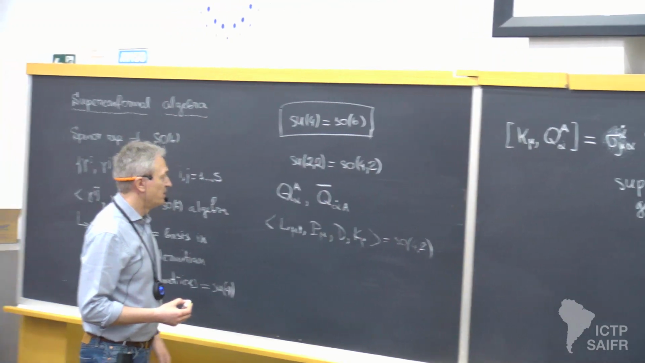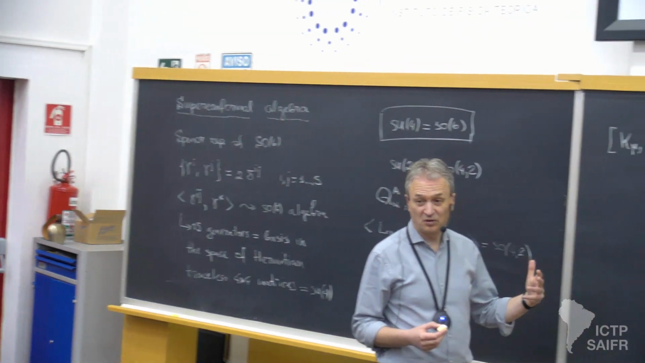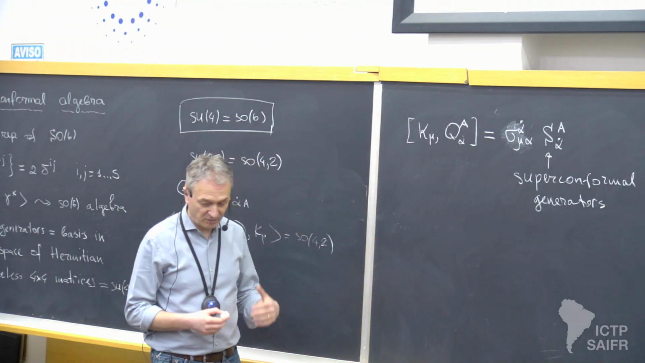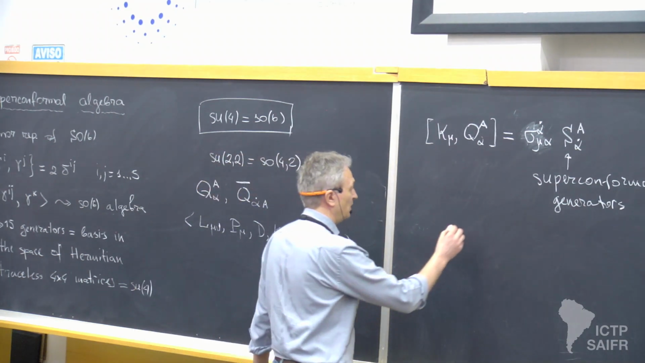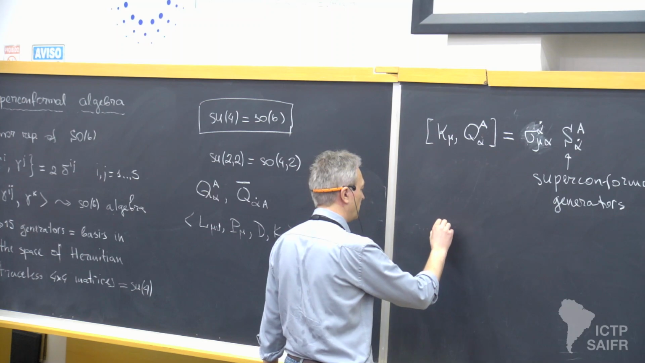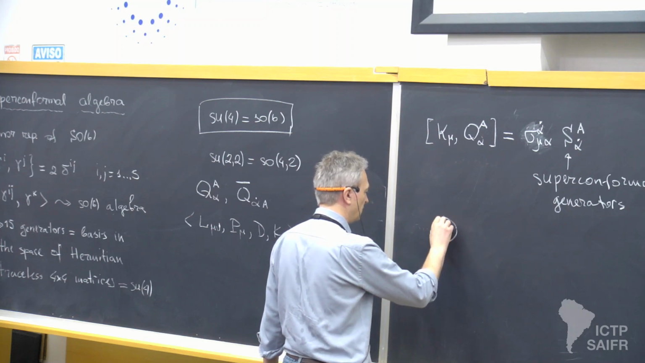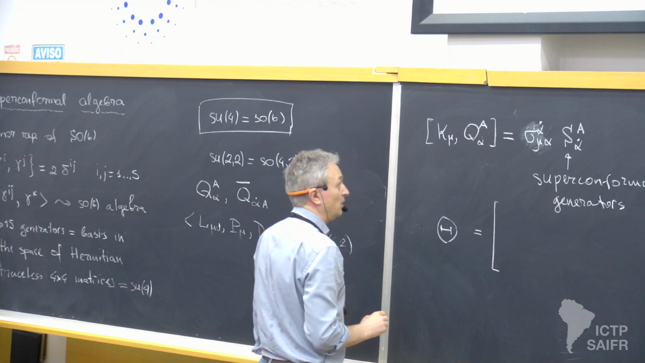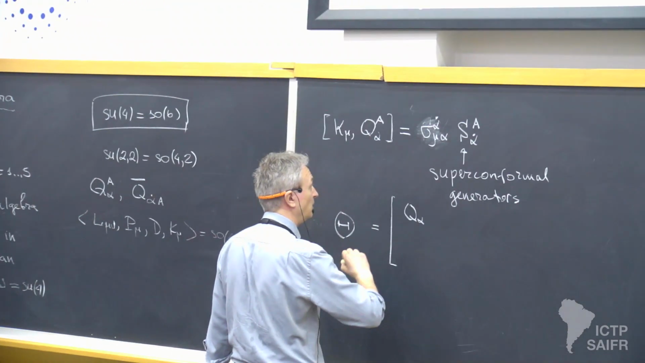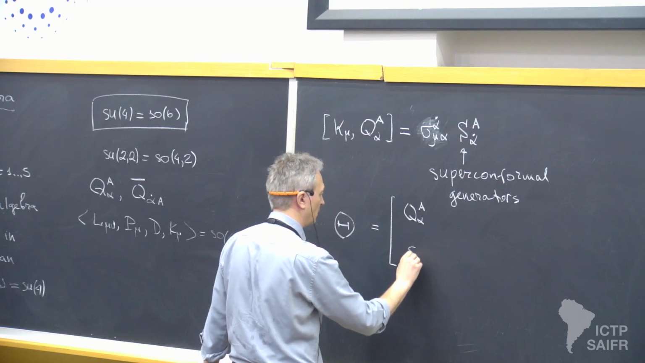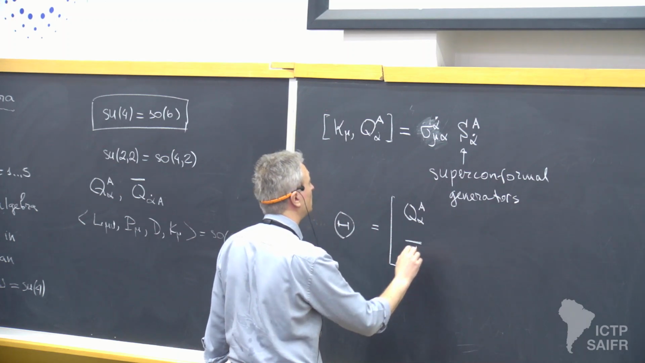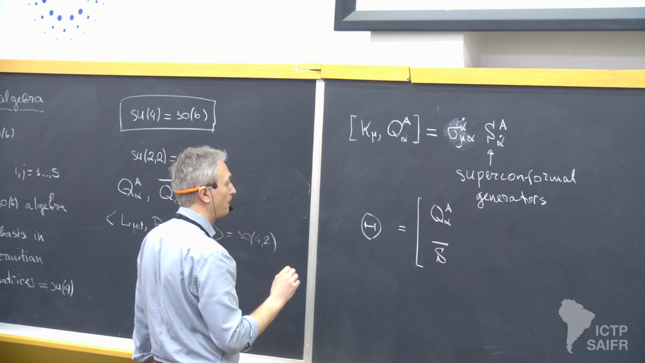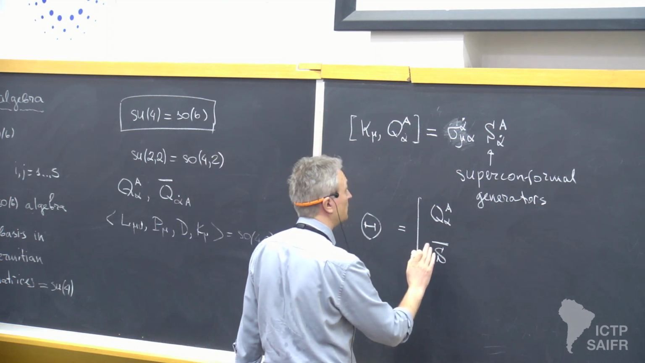So then a convenient way to package the commutation relations of the superconformal algebra is to form Dirac spinors out of Q and S. So we can define theta as a 4-dimensional spinor that would, let me see. Does it work?